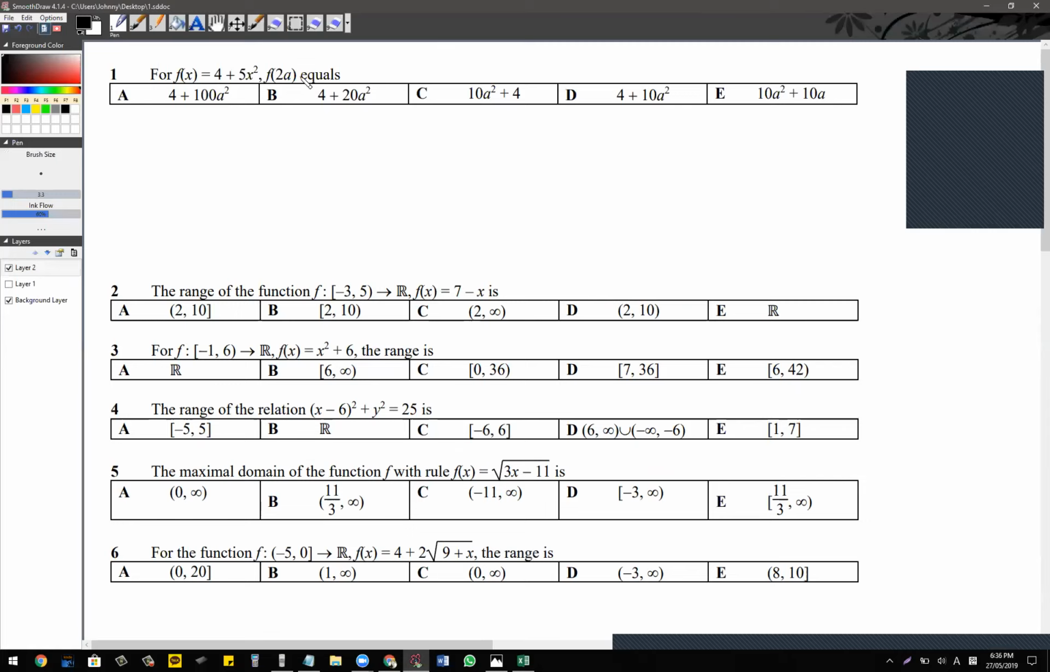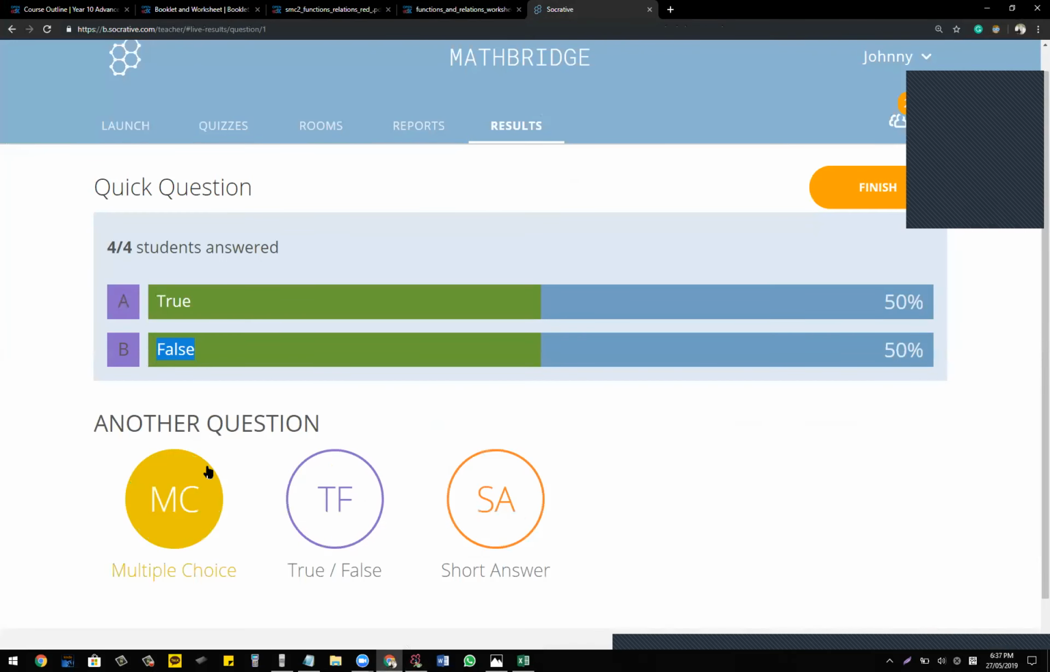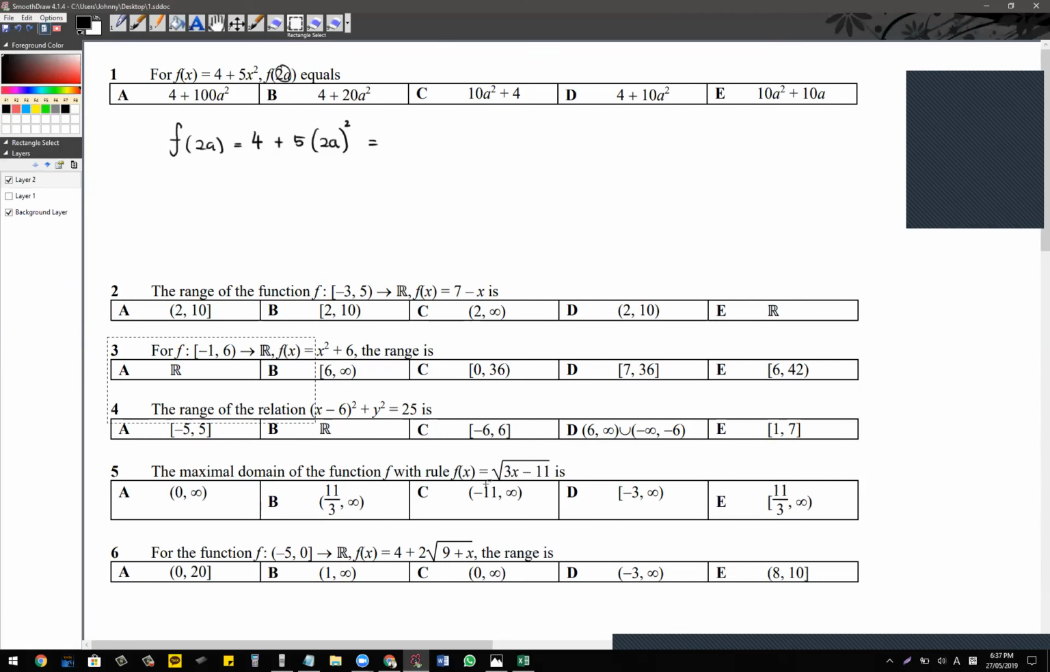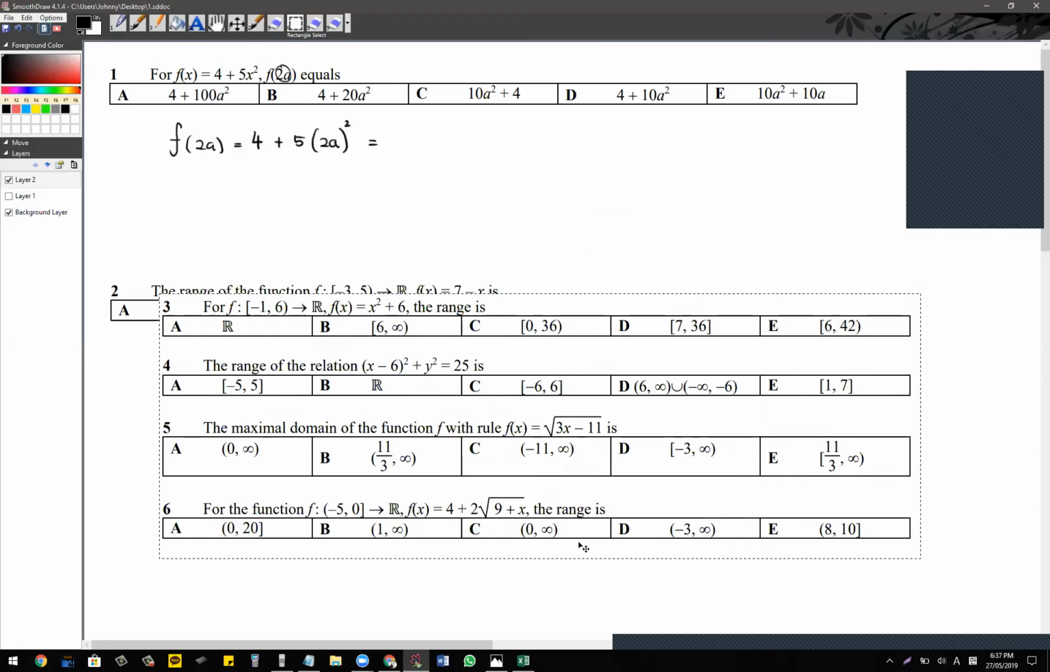So this is a pretty simple one. The f of x function is 4 plus 5x squared. So f of 2a is, whatever the number there is, you just plug it into the x, right? So f of 2a equals 4 plus 5, and there's an x squared. So you plug 2a into the x, and then you have to square that. And this is equal to 4 plus, I'll leave that to you. Okay, so work it out, and then go for A, B, C, D, E on Socrative. Okay, and I'll prepare question 2.